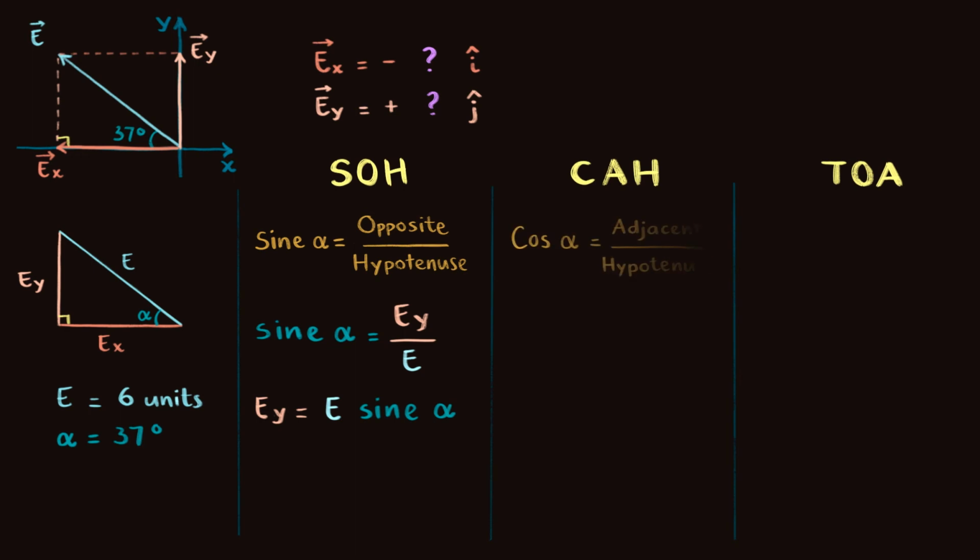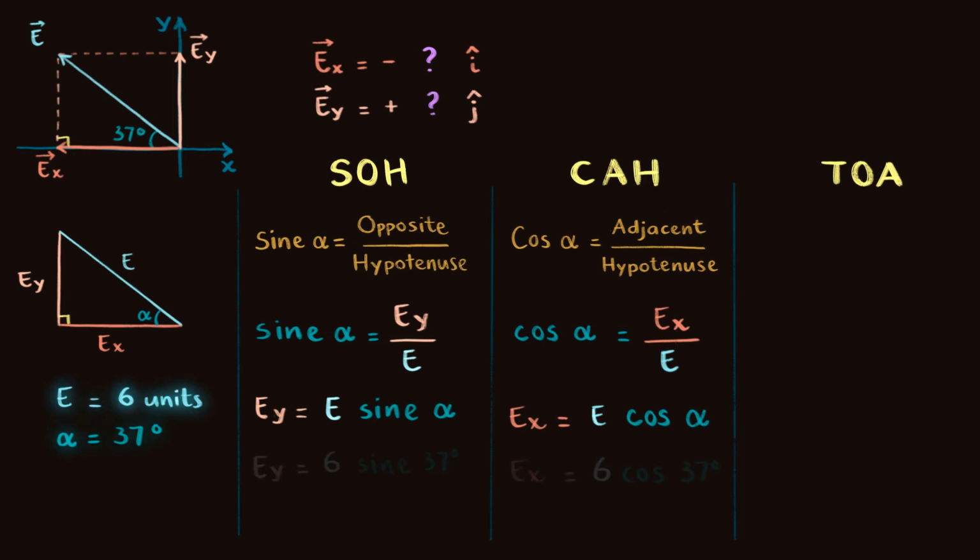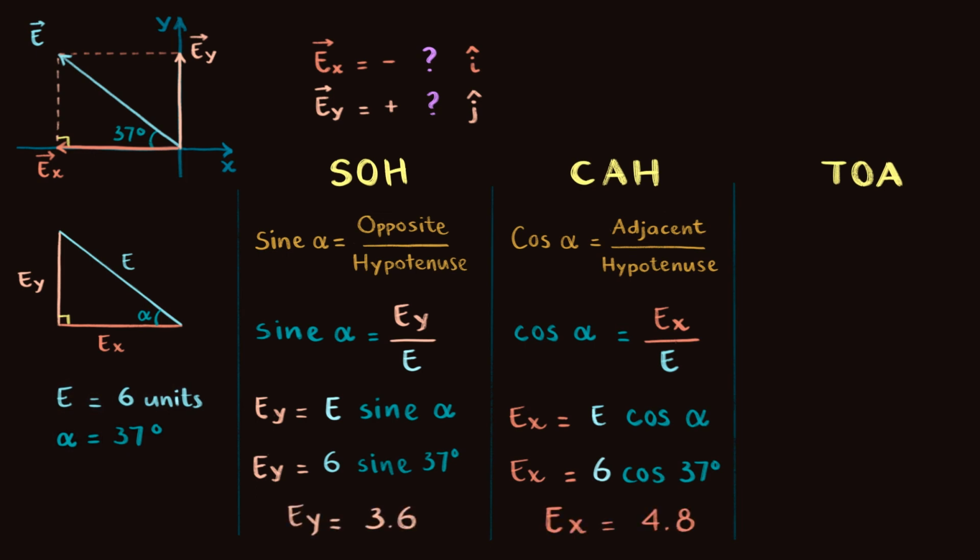CAH means the cosine of alpha is equal to the adjacent side divided by the hypotenuse. The side adjacent to alpha is Ex, so we have cosine alpha = Ex over E, or Ex = E cosine alpha. Since we already have the values for E and alpha, we can use our calculator to solve these two equations and get Ex = 4.8 units and Ey = 3.6 units.